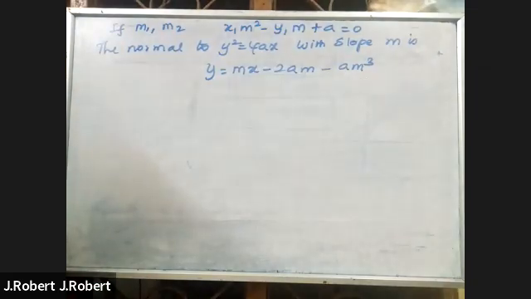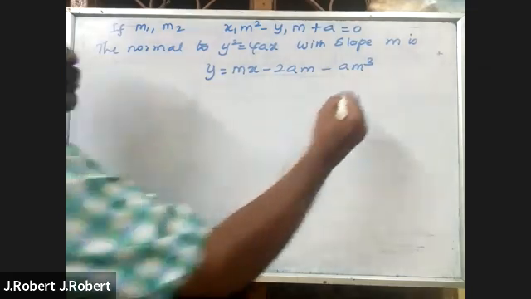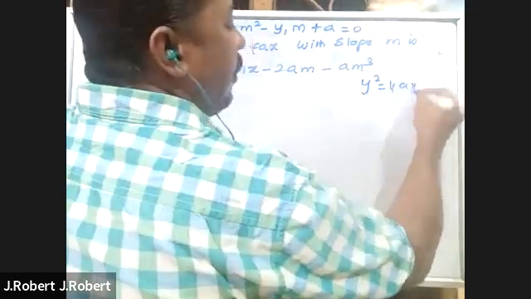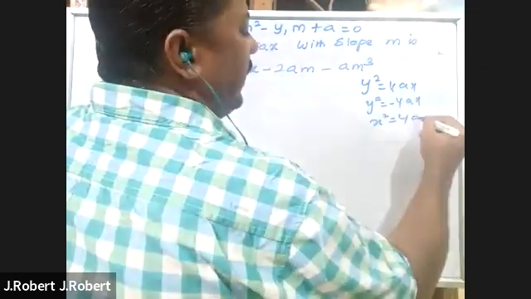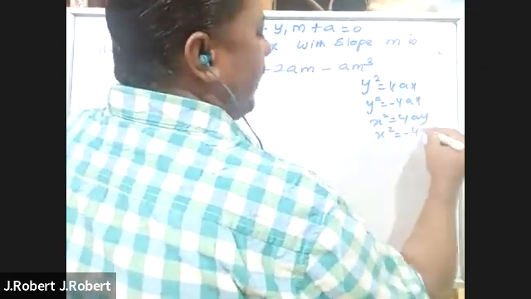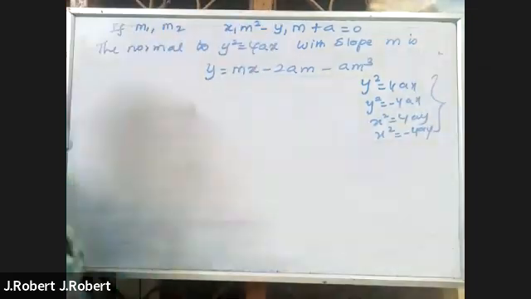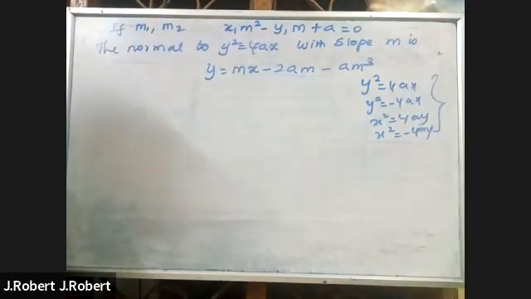Listen carefully. Usually if you look at the vertex of the parabola, it is (0,0). With this (0,0) we gave four equations: y squared equals 4ax, y squared equals minus 4ax, x squared equals 4ay, and x squared equals minus 4ay. We have discussed all four parabolas. If the vertex is the origin, no problem.